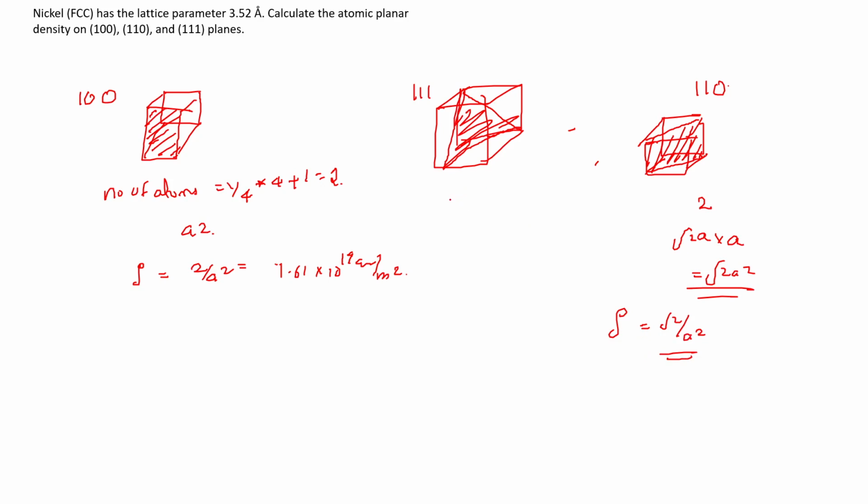And similarly here, the number of atoms will be 2, and the area will be root 3 by 4 into root 2a whole square. So it will be root 3 by 2 a square. Then the planar density will be 4 by root 3 a square. Substitute the a value, you will get the answer.